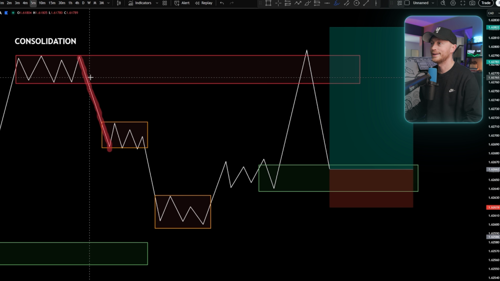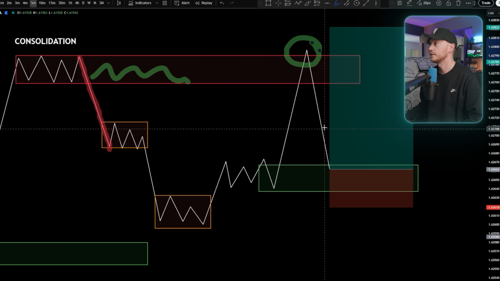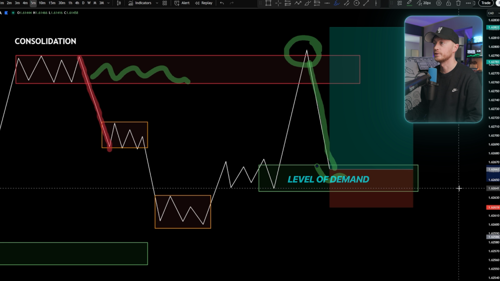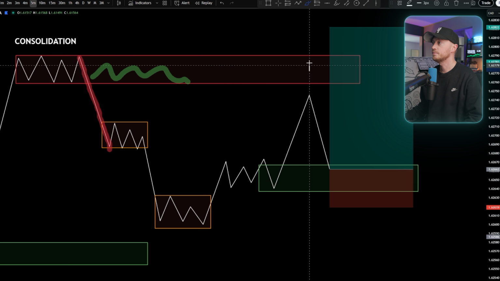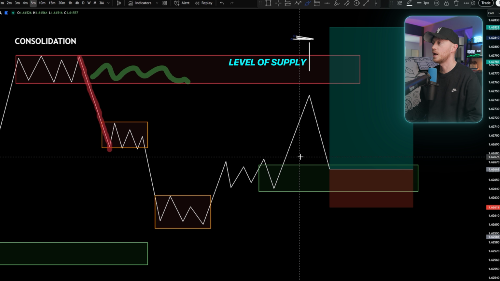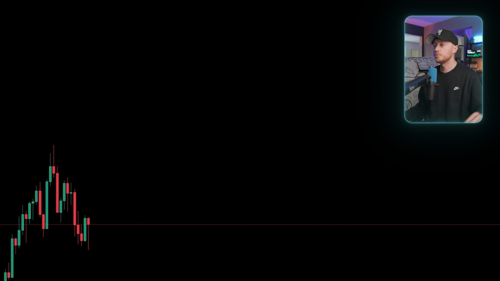You could see we had a level of supply, price came up, takes out the supply, and then returns to demand. Okay, so if this price came to somewhere like here and it didn't break through and it didn't take that supply out, I would be less likely to take the trading position. So let's draw some demand zones right now.